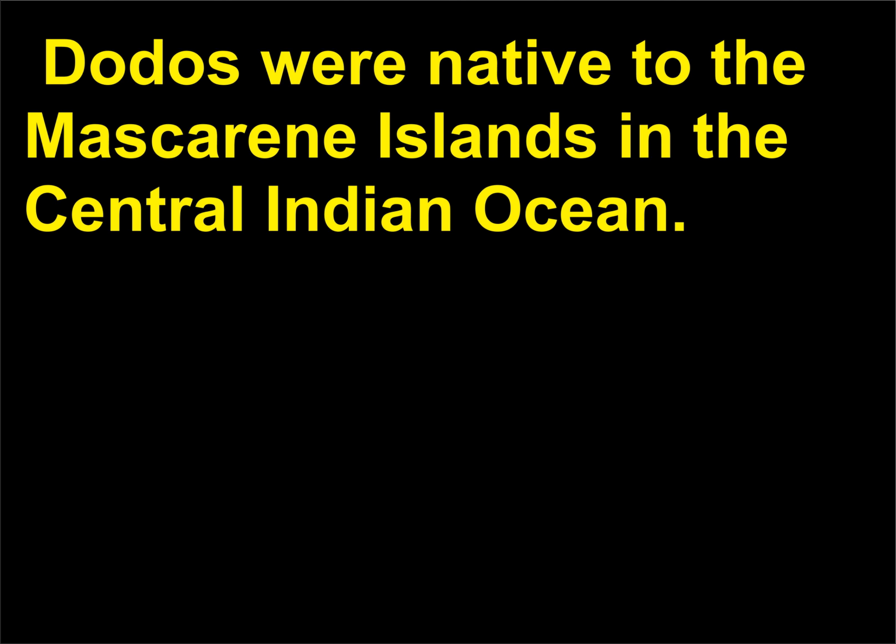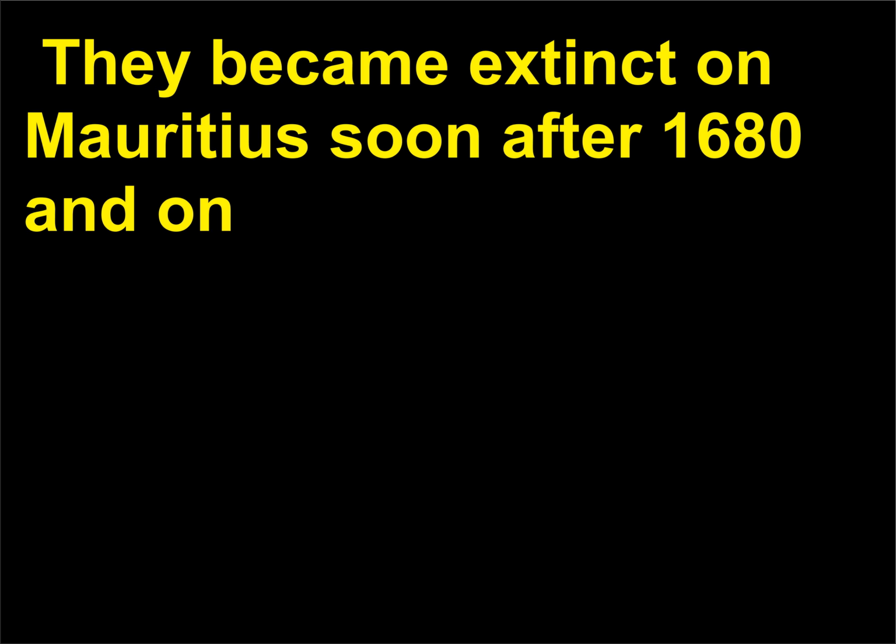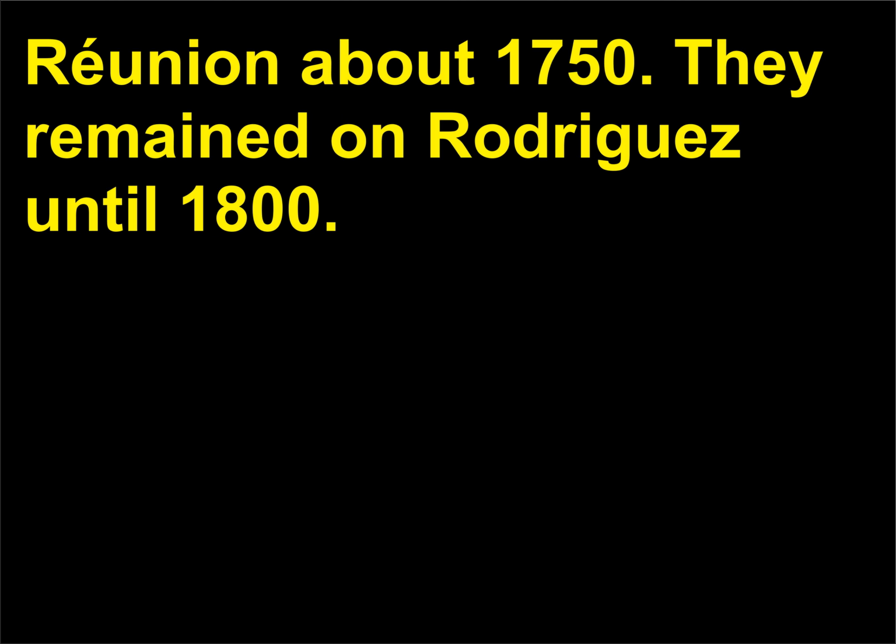Dodos were native to the Mascarene Islands in the central Indian Ocean. They became extinct on Mauritius soon after 1680 and on Réunion about 1750. They remained on Rodriguez until 1800.